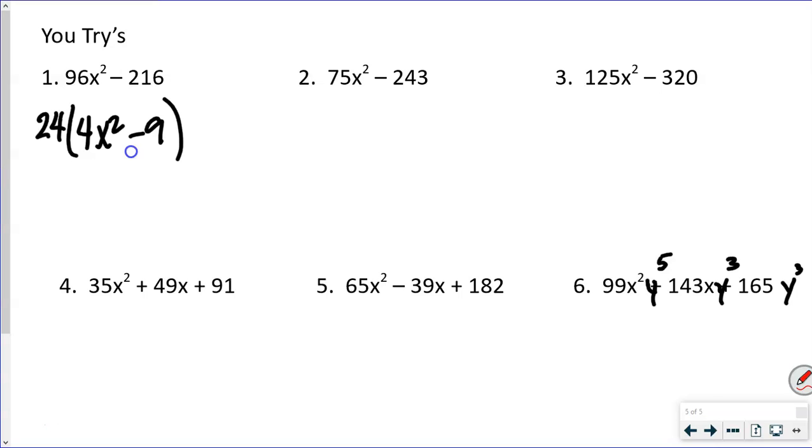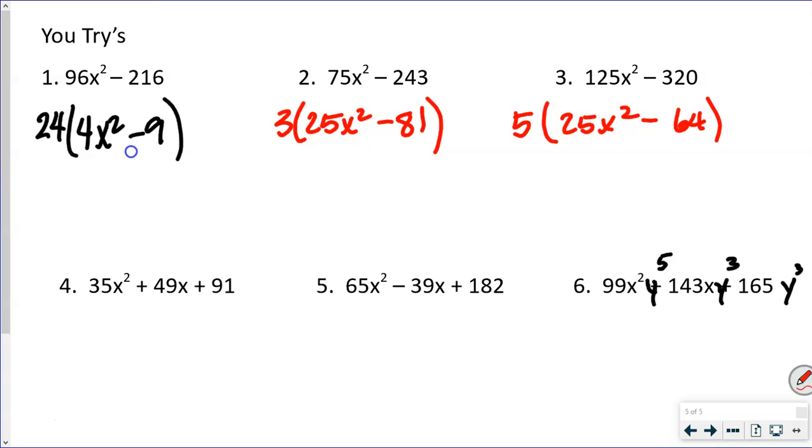All right, so this next one, I'm going to try 3. So if I divide them both by 3, I get 25x squared. And when I divide 243 by 3, I get 81. And again, those are the difference of 2 squares. This next one, I'm going to divide this by 5, y'all, because it looks like both of them would be divisible by 5. This is 25x squared minus 64, okay? So number 4, 35 and 49 are divisible by 7. Is 91 divisible by 7? Yes, it's 13. So we're going to divide this. So this is going to be 5x squared plus 7x plus 13.